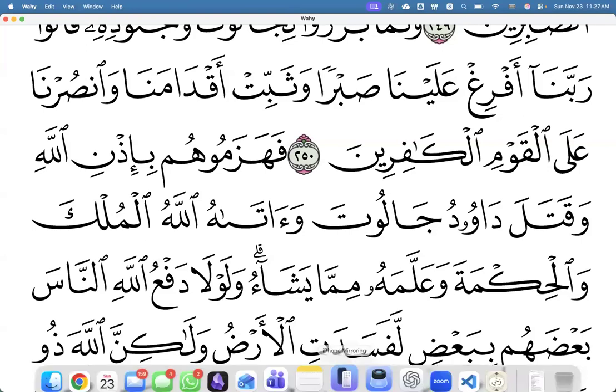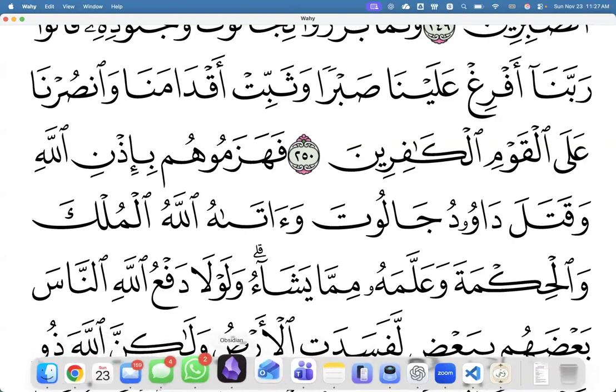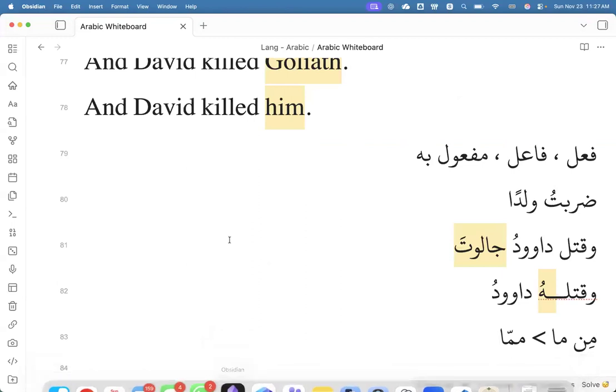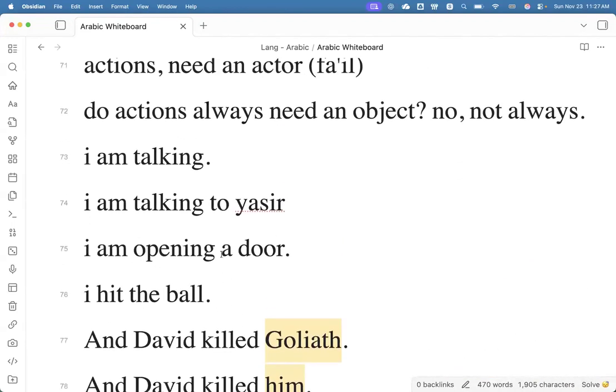Okay, so we have learned two important concepts. Some verbs demand an object. Opening. I am opening. What are you opening? Oh, I'm opening a door. Right? This is an object. This verb demands an object. So whenever there is an object, it becomes mansub.